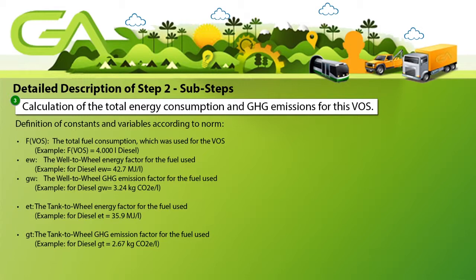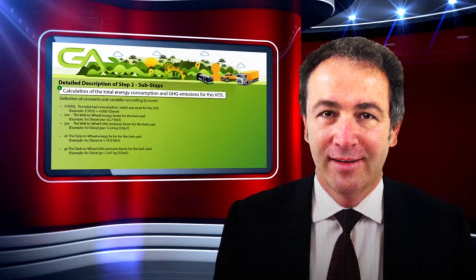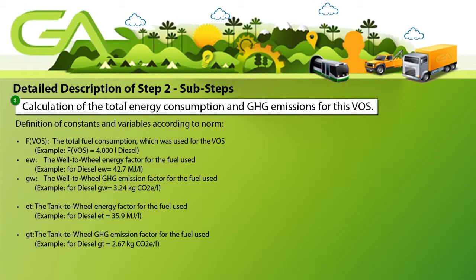FVOS equals 4,000 liters of diesel. In this example, we have VOS fuel calculated then, and corresponds to 4,000 liters. As another constant, we have EW, which simply means the well-to-wheel energy factor for the spent fuel. For this, we show an example of diesel as EW equals 42.7 megajoules per liter. This energy factor is, however, not expressed in liters, but in megajoules.